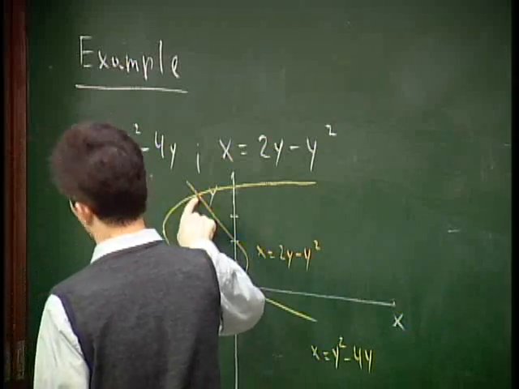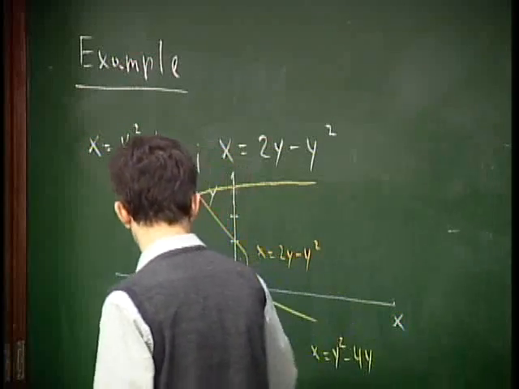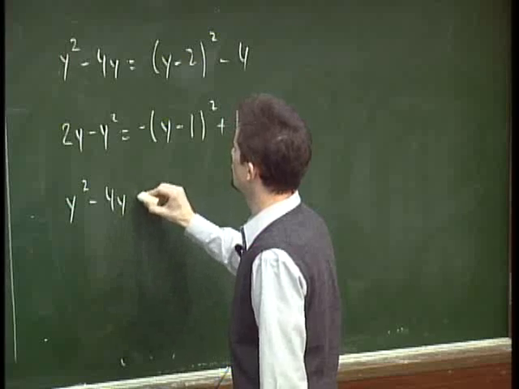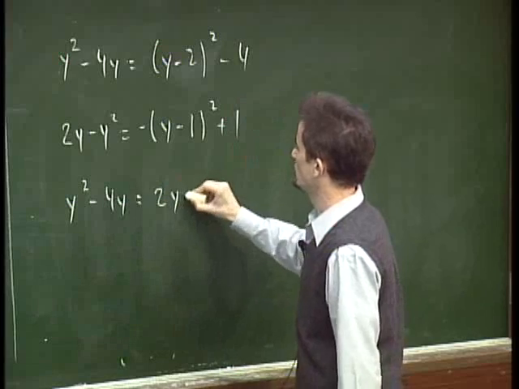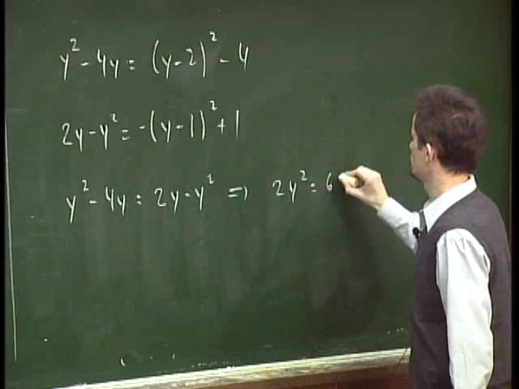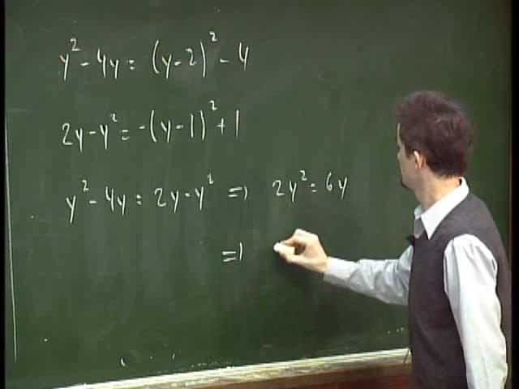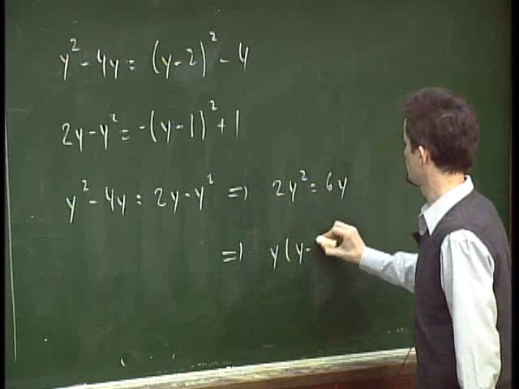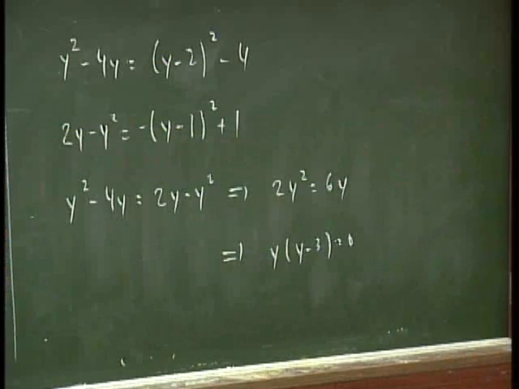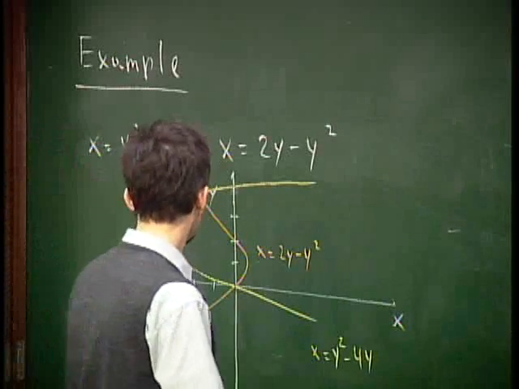Of course, we also need to find the point of intersection here. So for this, we equate those two. So y squared minus 4y is equal to 2y minus y squared. So we see that 2y squared is equal to 6y. So we see that y times (y minus 3) is equal to 0. So we have the two solutions: y equal to 0, which we have found already, and the other one is y equal to 3.